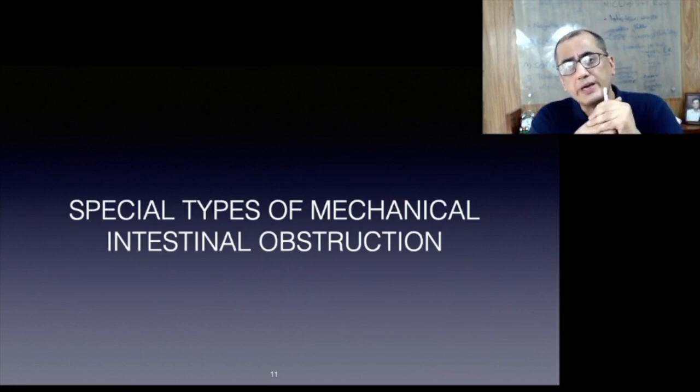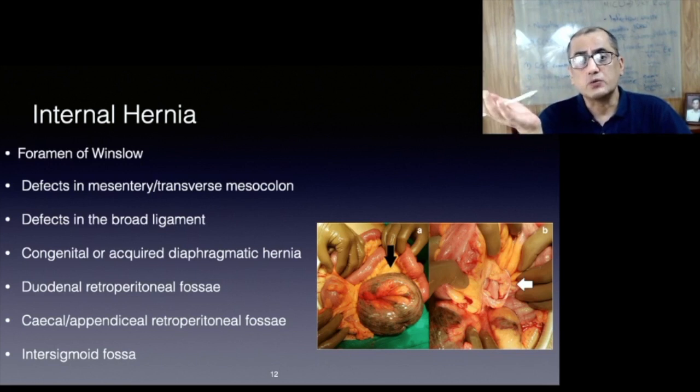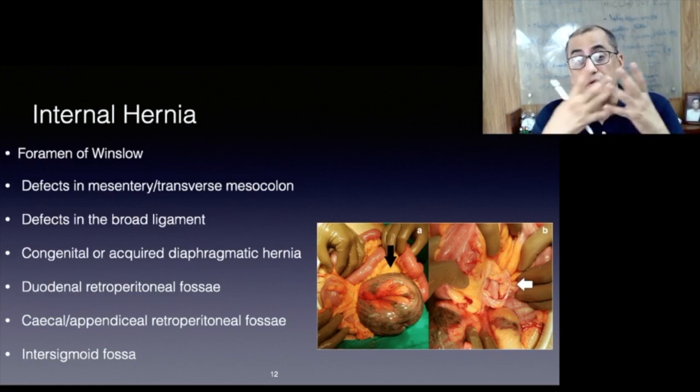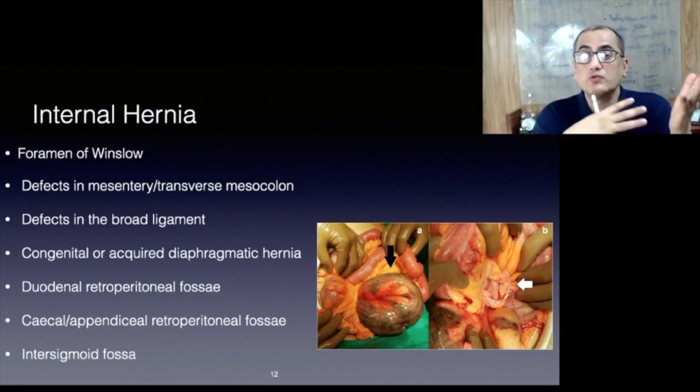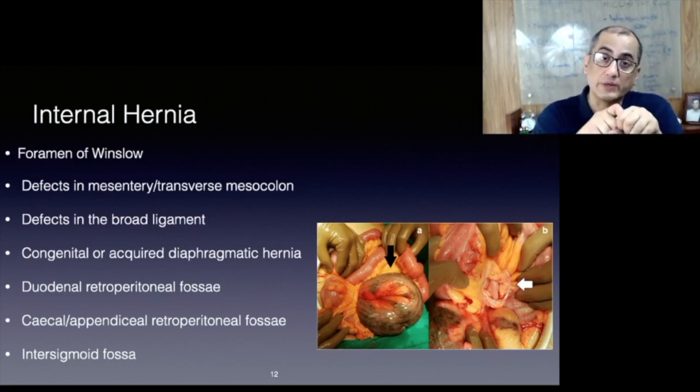Mechanical obstruction has varied causes that need to be dealt with separately. Internal herniation occurs when a portion of the small intestine becomes entrapped in one of the retroperitoneal fossae or in a congenital mesenteric defect. Internal herniation is rare and can occur in the foramen of Winslow, a defect in the mesentery, mesocolon, or the broad ligament. Congenital or acquired diaphragmatic hernia, I've done too, and the fossae around the duodenum, cecum, and sigmoid are also other places where this bowel can get stuck.